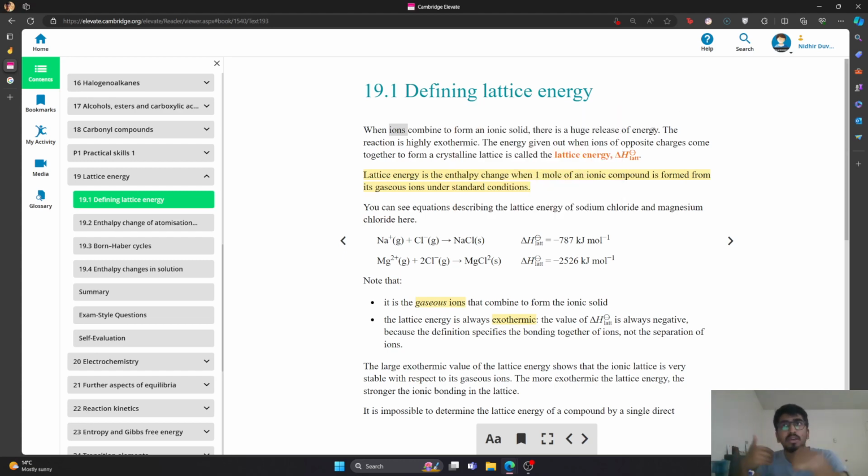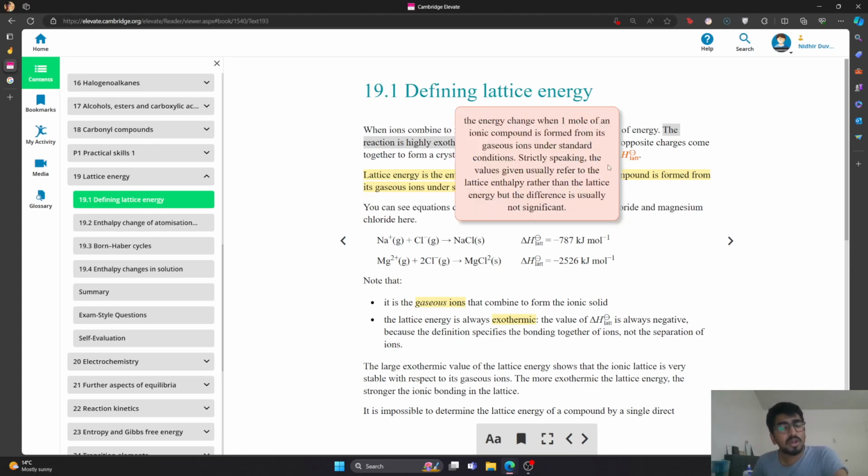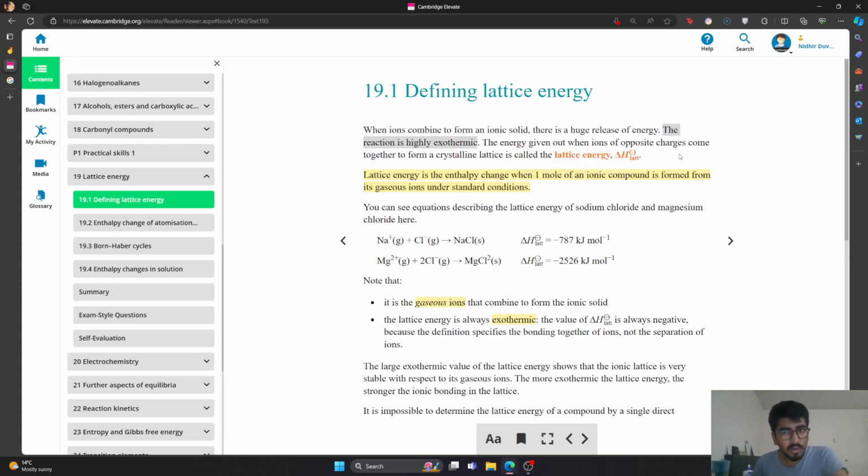So when positive and negative ions are close to each other, since they like to be close to one another, there'll be a huge release of energy, right? That's what they're talking about here. The reaction is highly exothermic. Exothermic is release of energy, right? The energy given out when ions of positive and negative charges come together to form a crystalline lattice is called the lattice energy. I hope you understand all of this.